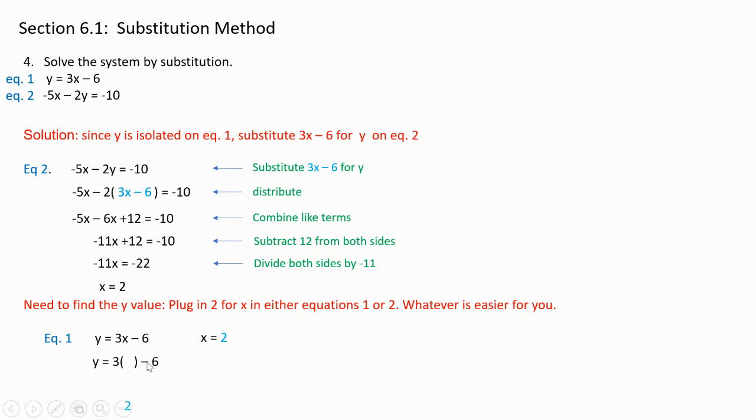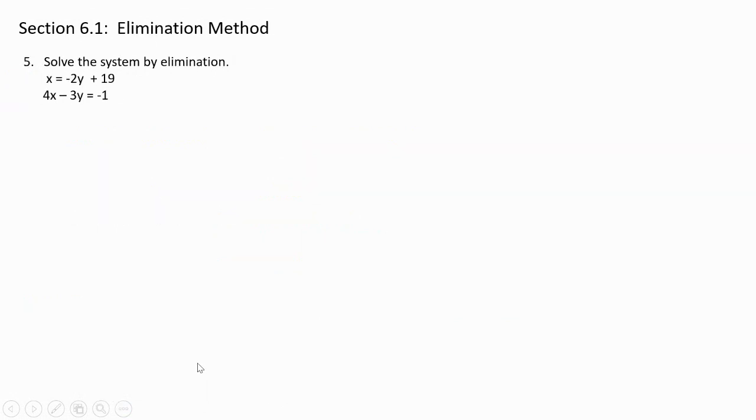Okay, so we're going to plug in 2 for x. So 3 times 2 is 6. 6 minus 6 will give us 0. So y is 0. So when x is 2, y is 0. So that's my solution, (2, 0). Now, there's another way to solve. This is called the elimination method.